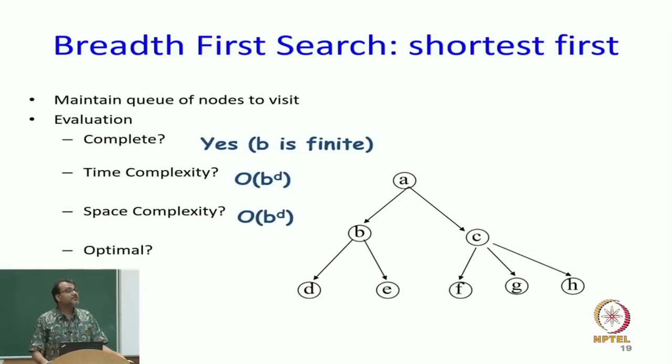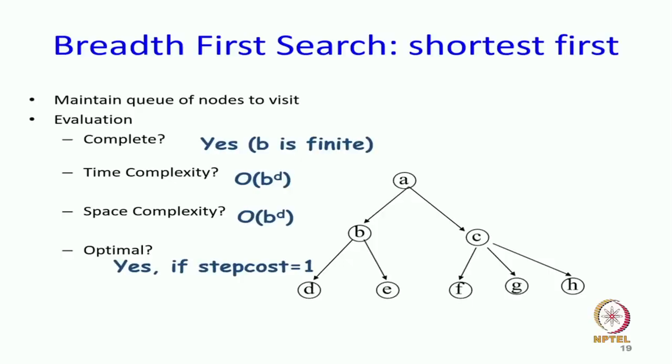So anybody else who still thinks it is not optimal? Yes, what is your name? Saigwan, yes. Very good. Least cost and shortest path may not be the same. Cheapest is what we are looking for, not shortest. So, when would it be optimal? If there are no costs or equivalently all costs are the same. Very good. So, the slide says yes if step cost is 1, but basically we can say all the step costs are the same. Very good.